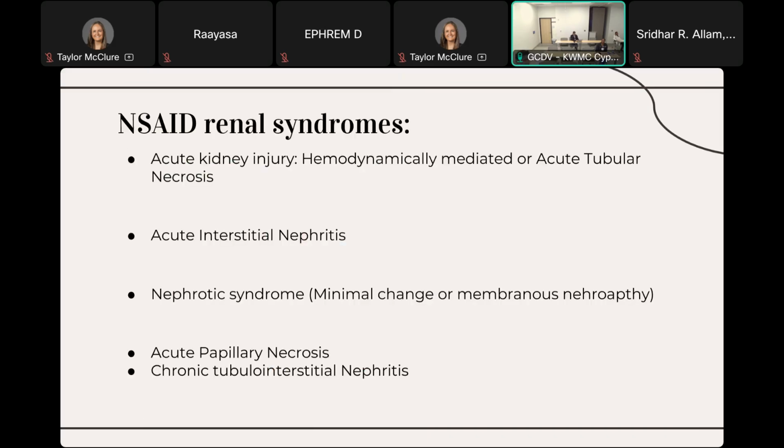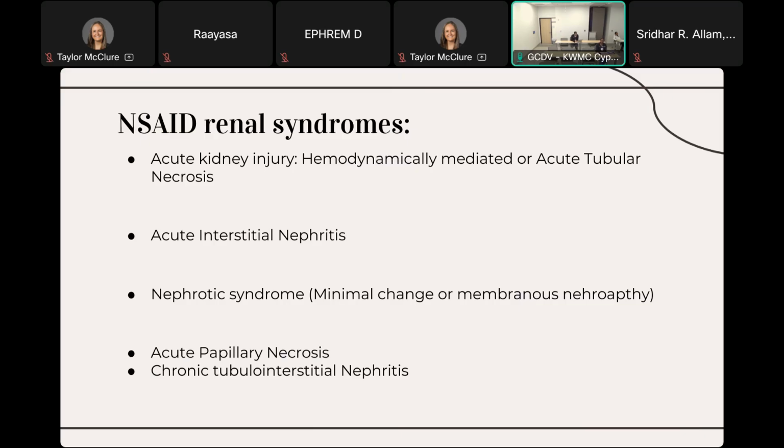NSAIDs can actually cause acute kidney injury in multiple ways. They can cause acute kidney injury because of the hemodynamic mediated damage that we just saw. They can cause acute tubular necrosis. They can cause acute interstitial nephritis. They can cause nephrotic syndrome by directly affecting the glomerulus, presenting as minimal change or membranous nephropathy. If administered concomitantly with Tylenol, they can cause acute papillary necrosis. And over a long period, NSAIDs can cause chronic interstitial nephritis.